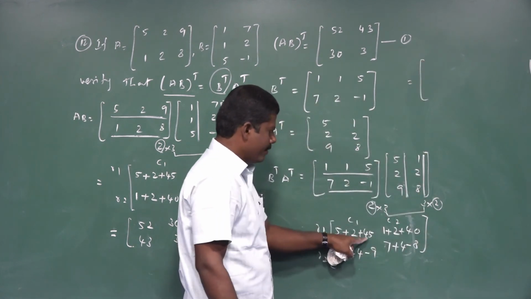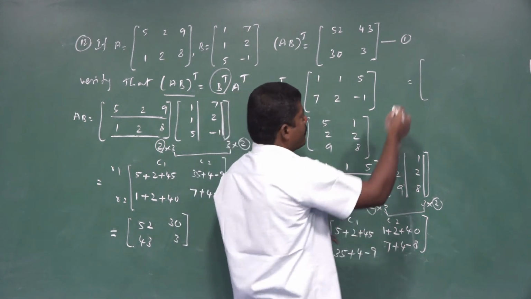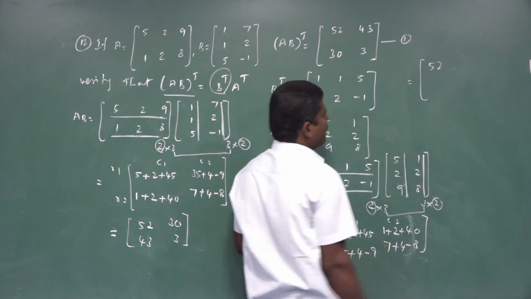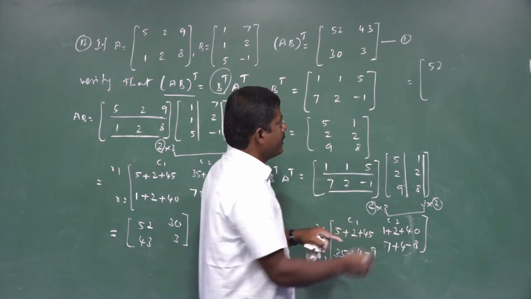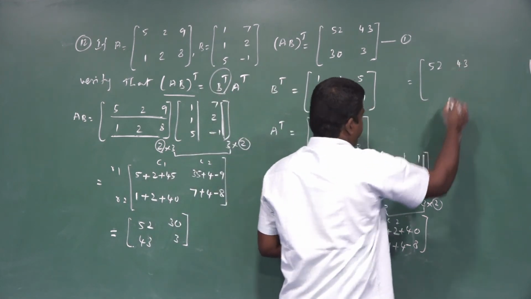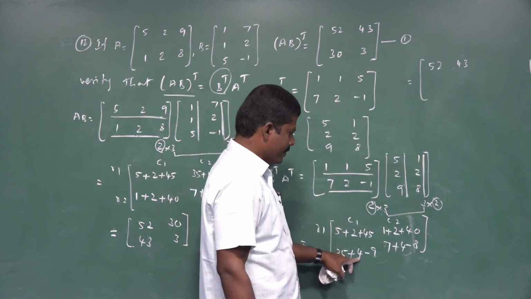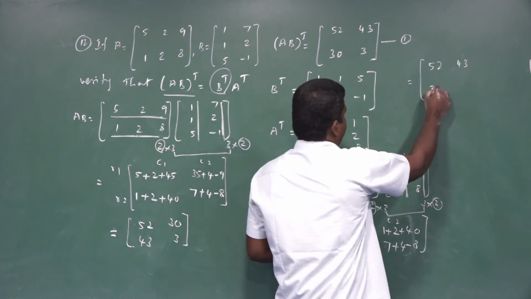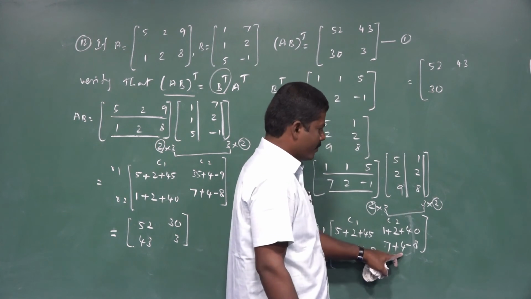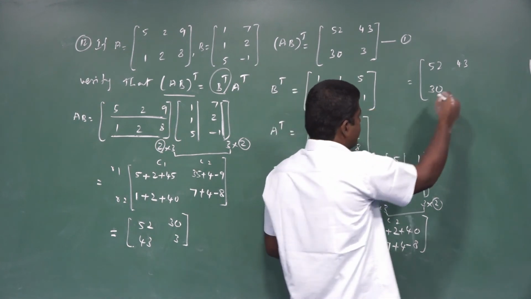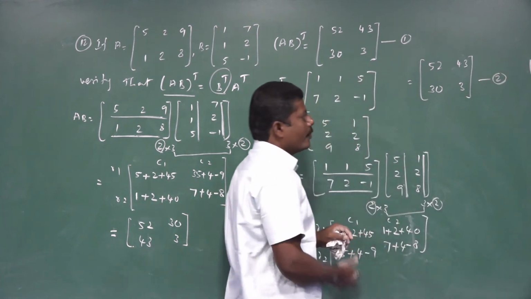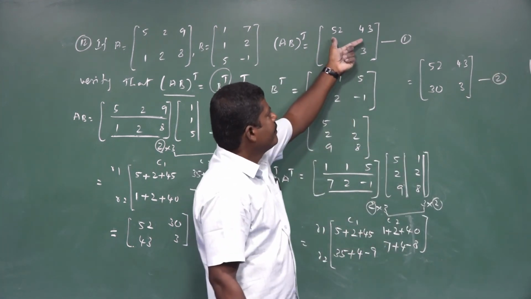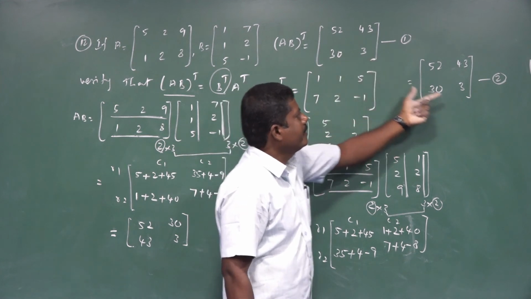Finally, 45 plus 5, 50. 50 plus 2, 52. 1 plus 2, 3, 43. 35 plus 4, 39. 39 minus 9, 30. 7 plus 4, 11. 11 minus 8, 3. This is the right side answer, you take 2. Now you compare 1 and 2. What we get? 52, 43, 33.